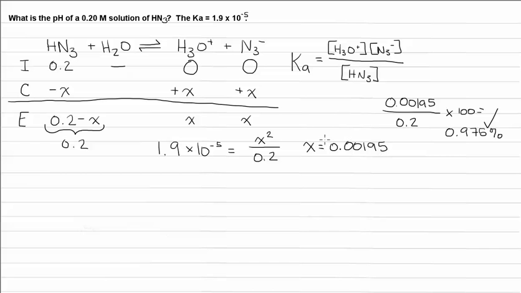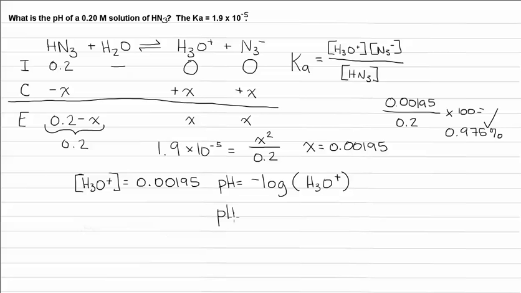Now if we look and see what this x really is telling us, this x is telling us what is the concentration of hydronium at equilibrium. Concentration of hydronium is directly linked to pH. So since the concentration of hydronium is equal to 0.00195 and pH is equal to the negative log of hydronium, we can just plug that x value into the hydronium concentration to get pH. So pH is equal to the negative log of 0.00195, giving us a pH of 2.71.